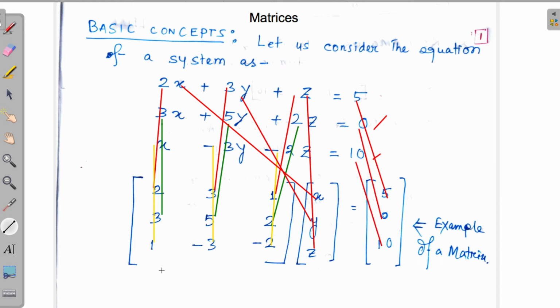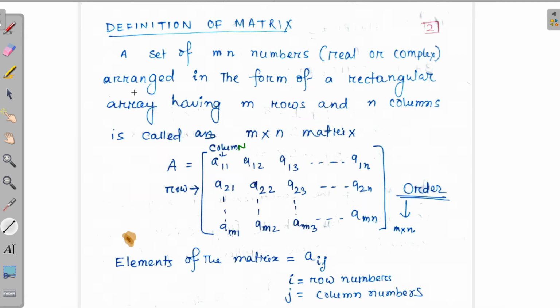So each of the square brackets represents a matrix. This is the first matrix, this is the second matrix, this is the third matrix in this case. So if the equations of a system are given, we can easily construct the matrix equations from such cases. Okay, so now let's define the matrix.